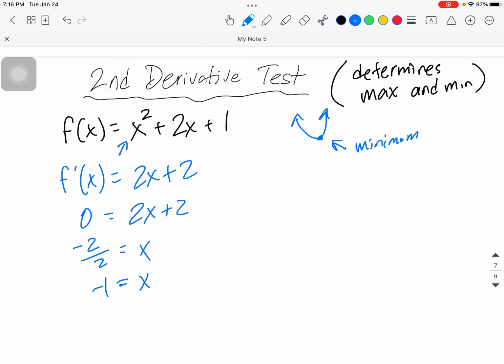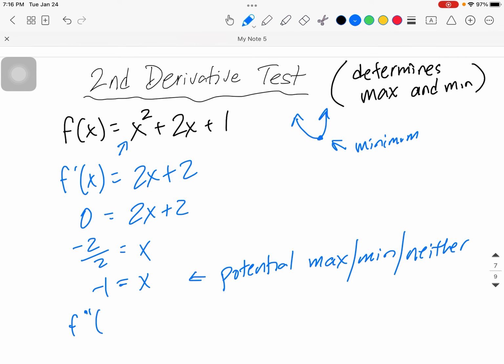And from our lessons, if we knew nothing about the graph, we know that this is a potential max or min, or neither, and you'd have to do something else. So let's say we don't know how to graph, but what is the second derivative test? So the second derivative test with this example says that if you take the second derivative of this same function up here, it would be 2.